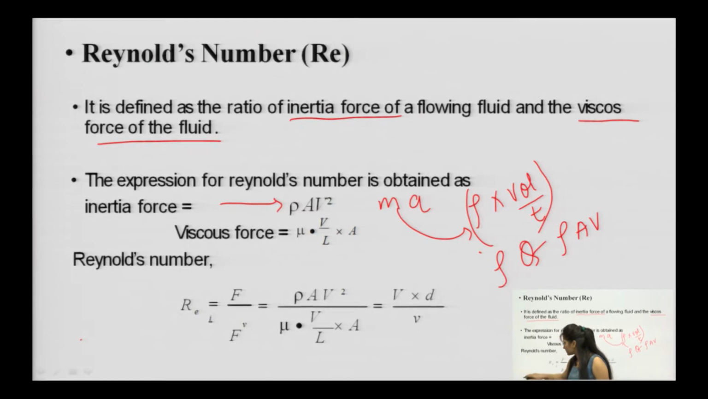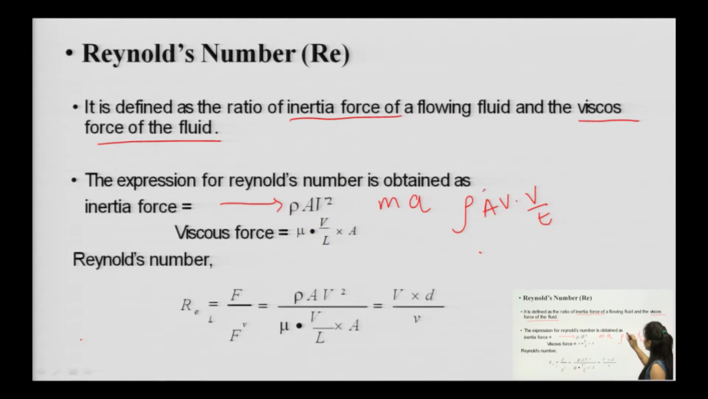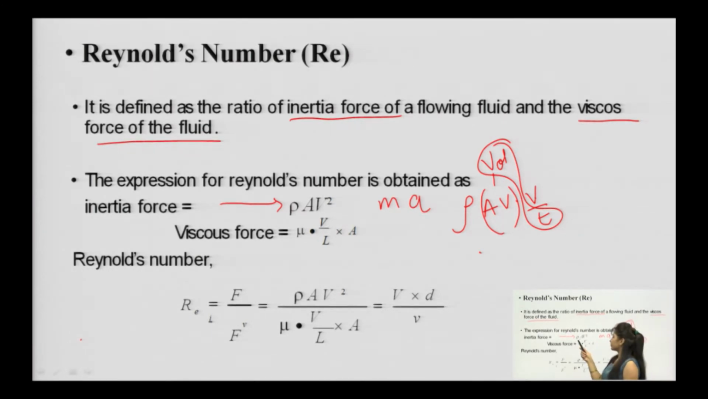This inertia force, which is nothing but mass into acceleration, is given as density into discharge, and discharge is written as A into V, then velocity per unit time. Density into volume is mass, then acceleration is velocity by time. So, we are dividing this volume by this time, and this volume per time will be nothing but Q, resulting in AV, and then you are getting it as rho A V square.